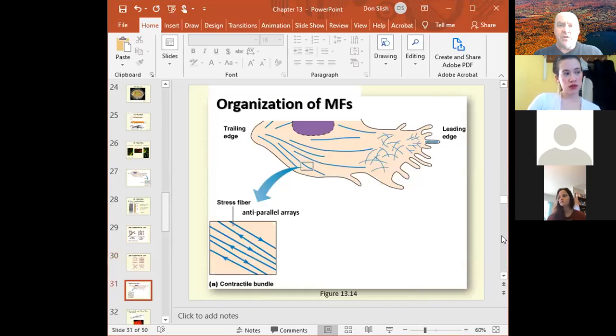The next type of structure are anti-parallel arrays, and we see these in stress fibers. Stress fibers are really important for the movement of the cell. Again, chapter 14, we'll talk about it soon. But basically, they stretch the whole length of the cell and overlap each other in an anti-parallel kind of arrangement. And when they slide past each other, the cell kind of gets shorter. So like during cell crawling, the back of the cell will be pulled forward by these stress fibers.